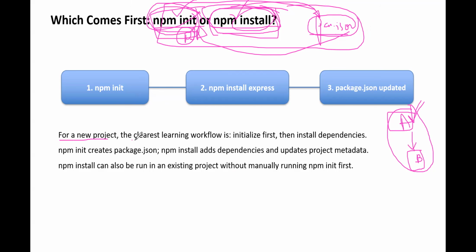See, for a new project, the clearest learning workflow is to initialize first. Everyone will say initialize first, then install dependencies. Initialize first, then npm install. npm init creates package.json as I told, and npm install adds the dependencies and updates the project metadata. Other project data will also update.